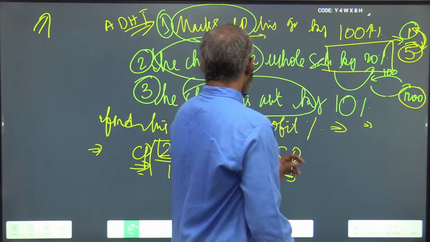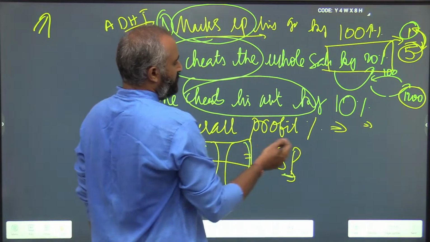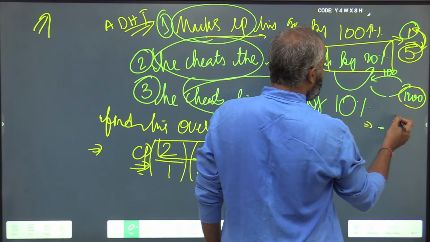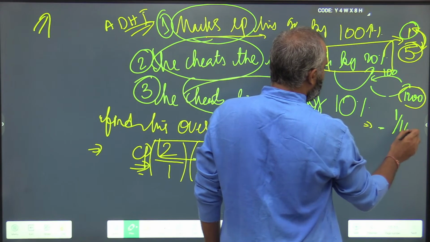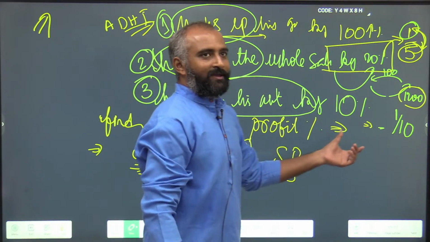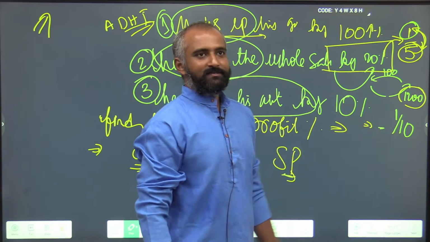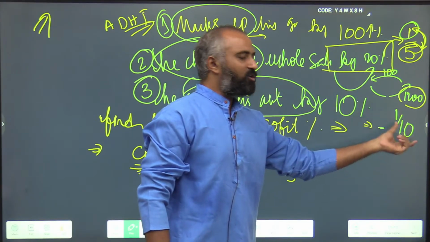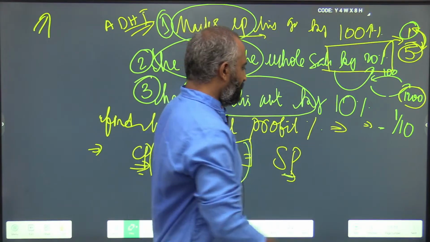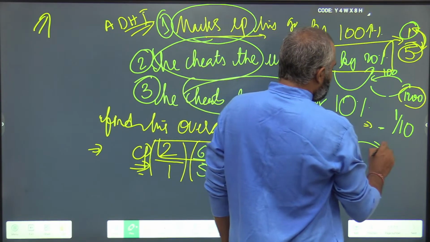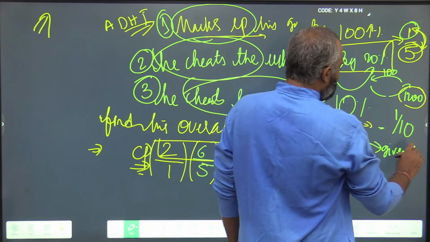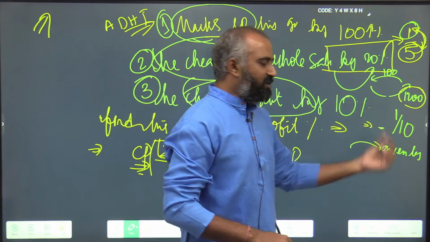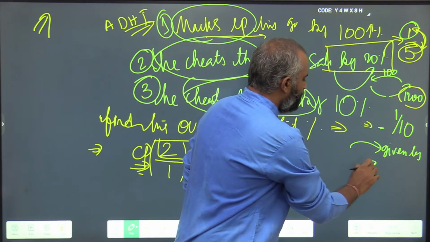Next, the factor for the customer. He is cheating by 10%. 10% is 1 by 10. Now, can you tell me the factor for this? He is cheating his customer by 1 unit out of 10 units. How does he cheat his customer? He cheats his customer by giving less than what the customer paid for. The customer paid for 10, but he is only giving him 9.